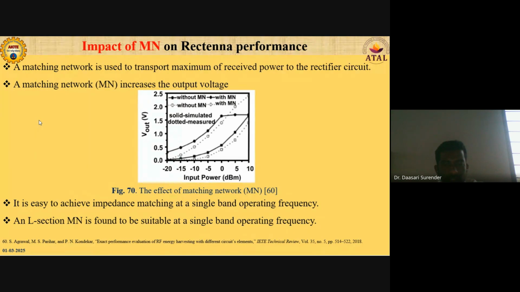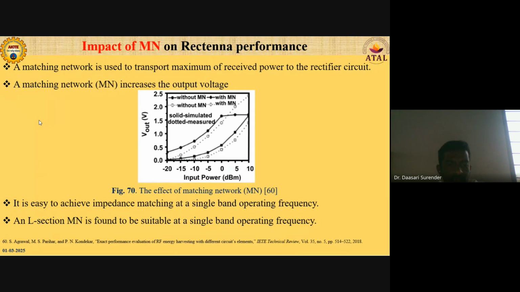The effect of the impedance matching network on the rectifier performance is clearly presented in figure 70, with and without the matching network. And one more thing: impedance matching is easy to achieve with a single band operating frequency. In the case of multi-band frequencies, the complexity of getting proper impedance matching between the antenna and the rectifying circuit increases.